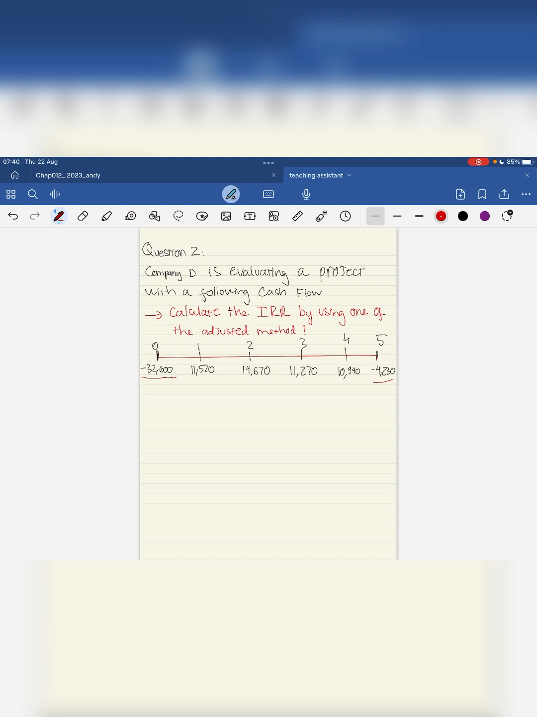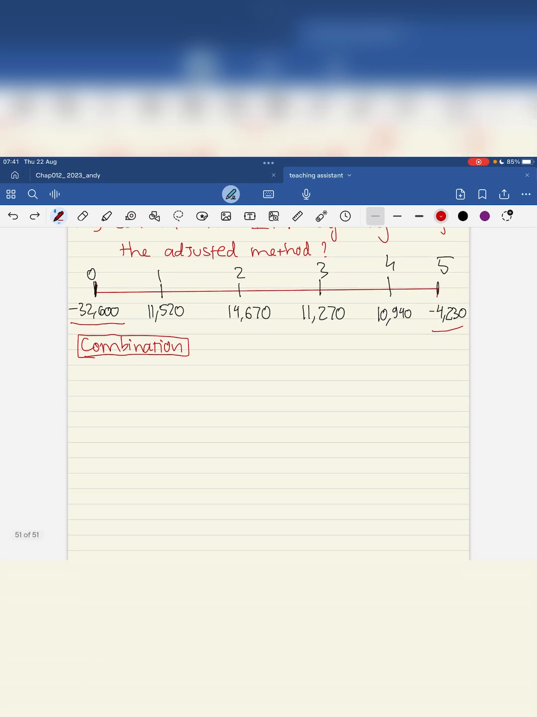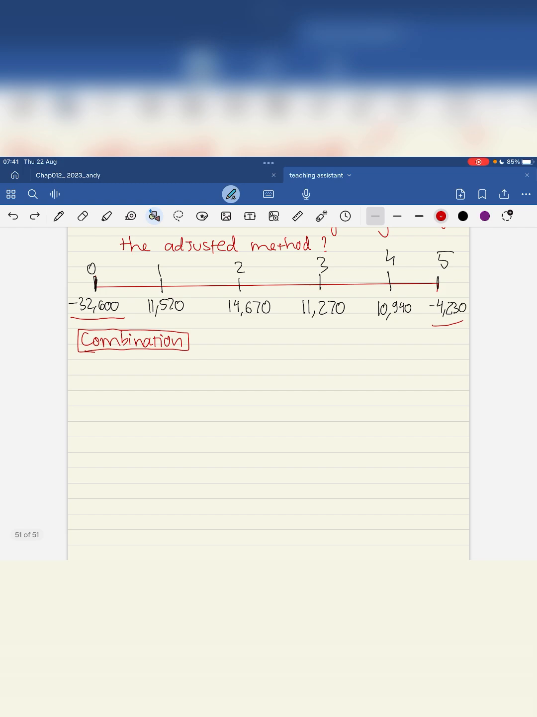In any case of the non-conventional cash flow, NPV is the best method we should use. However, as I have explained in the previous video, we can also use the modified internal rate of return by using one of the 3 approaches. Today, I'm going to use the combination approach. As I've explained before, the combination approach is a mix of the discounted approach and the reinvestment approach. So the first step we take is to draw the adjusted timeline.